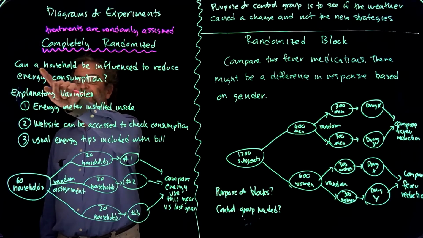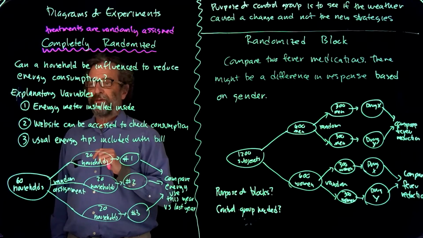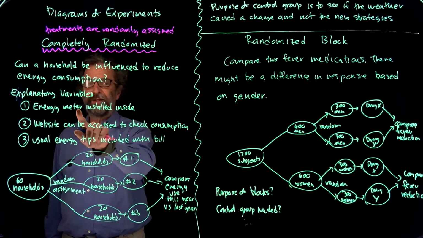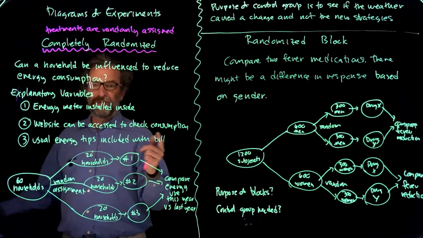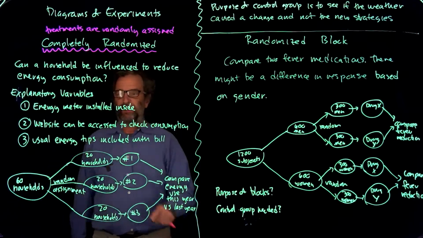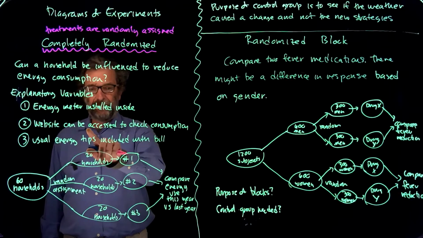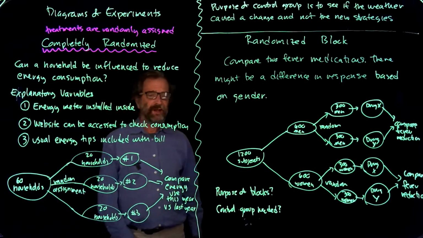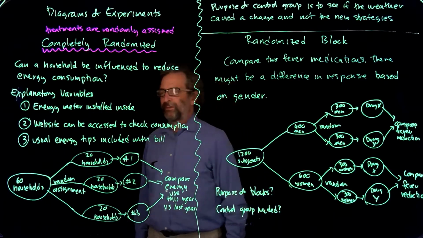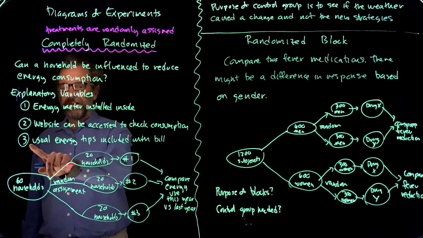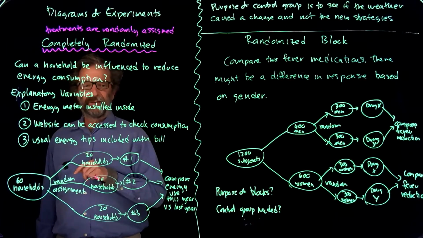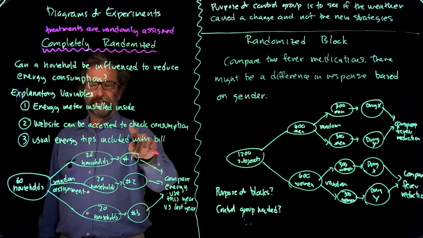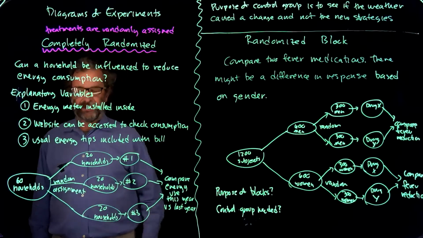The question we're trying to answer: can a household be influenced to reduce energy consumption? The explanatory variables are the various kinds of interventions we're going to take. Energy meter installed inside the house, so you just see your energy bleeding out of the house. Website can be accessed, so they give you access to a website to check your consumption. So anytime you wanted to log on, you can see how much energy you're using or how much you've used up to that time. And then the control treatment says the usual energy tips are included with the bill. So everyone gets that. Even these people get the energy tips included. So it's just a default situation.